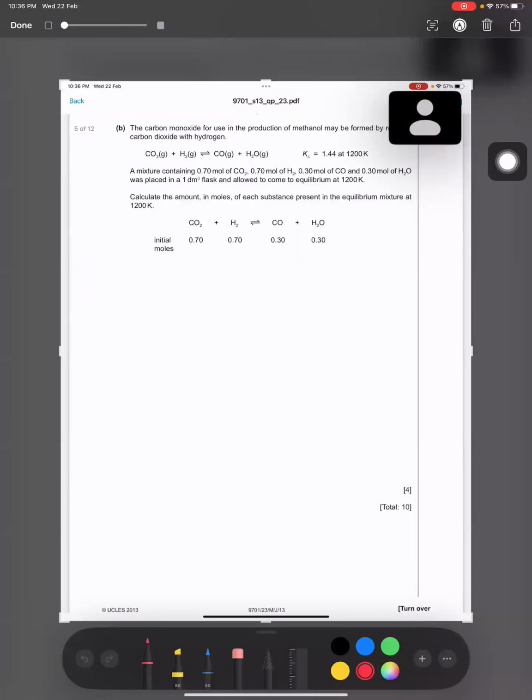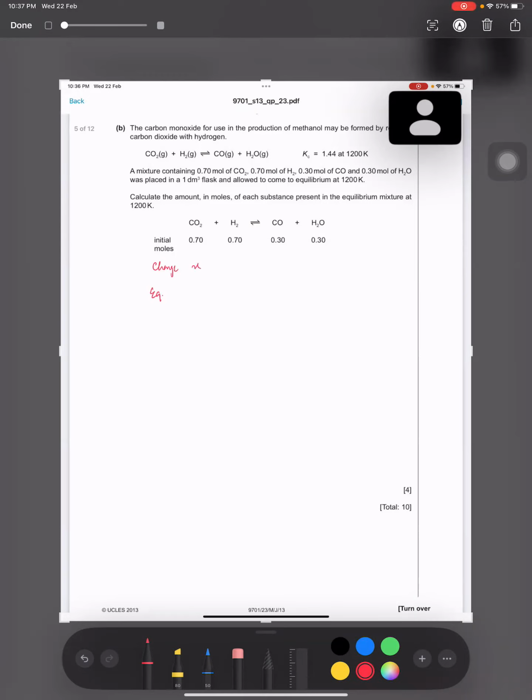Just look at over here. Here we have the carbon monoxide for use in the production of methanol may be formed by this reaction, carbon dioxide with hydrogen, and the Kc value is already given. So how can we solve this? Change in moles are not given to us, and even moles at equilibrium are not given. So we need to consider it.